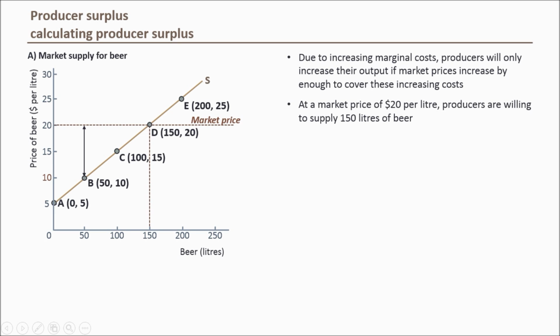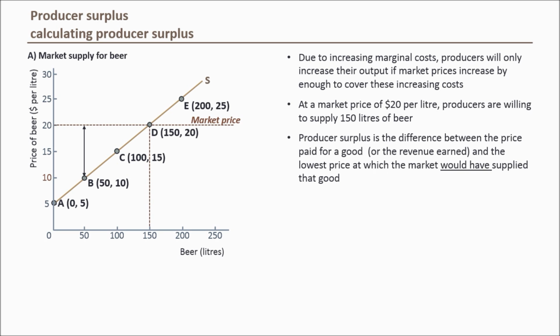So we can say in a way that the 50th liter of beer, which would have been supplied at the lower price of $10, that is being sold at twice the value of $20 per liter, is providing producers a sort of benefit of $10. It is this $10 which we call producer surplus.